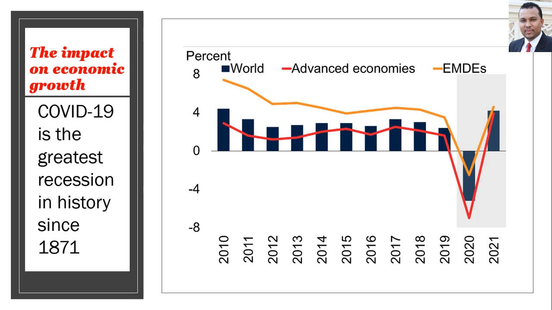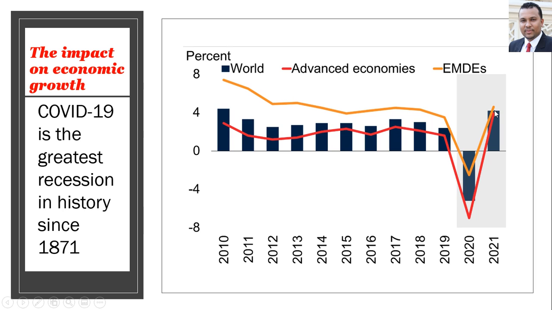The first impact of COVID-19 on economic growth. According to the World Bank, COVID-19 is the greatest recession in history since the year 1871. According to the decrease in GNI and the decrease in GDP, this is an announcement from the World Bank. COVID-19 is the bad history, the bad recession, the bad memory for the world economy.